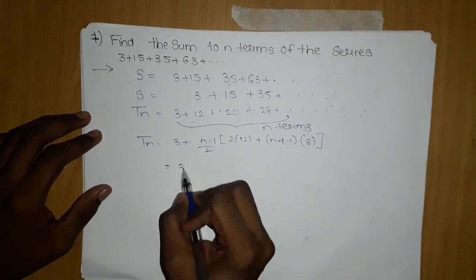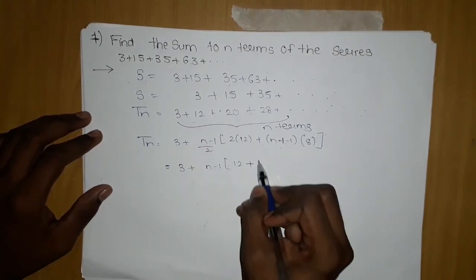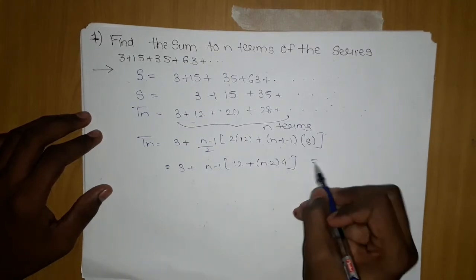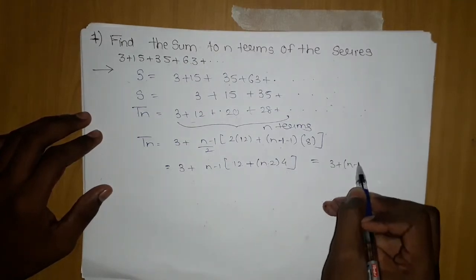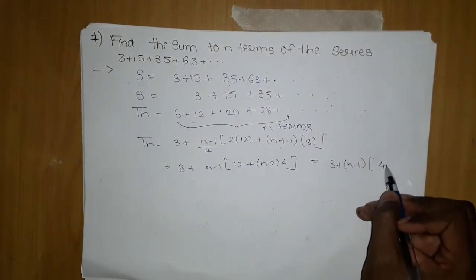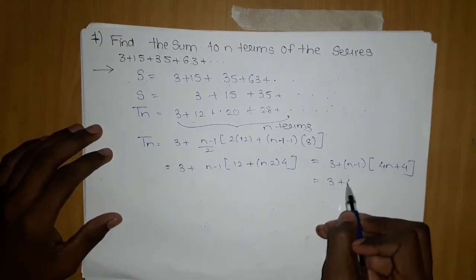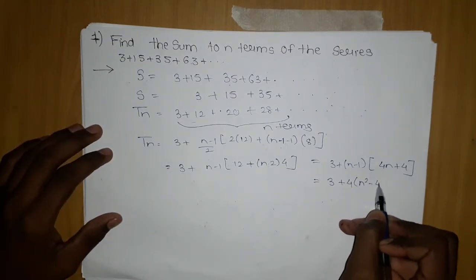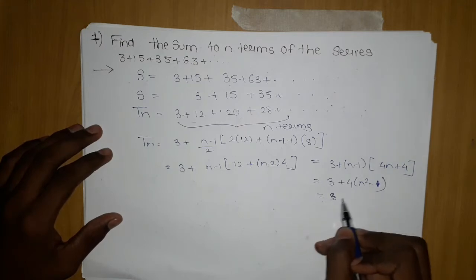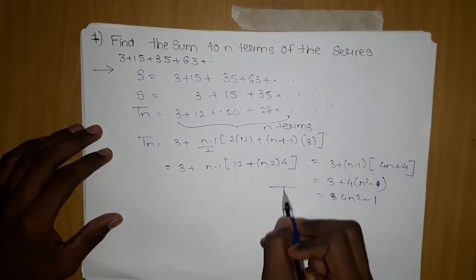After doing this you will get 3 plus (n minus 1) into 12 plus (n minus 2) into 4. After this you will get 4n plus 4 minus... If we move this outside, you will get 4(n square minus 1), a square minus b square, then you will get 4n square minus 1. So this is our Tn.